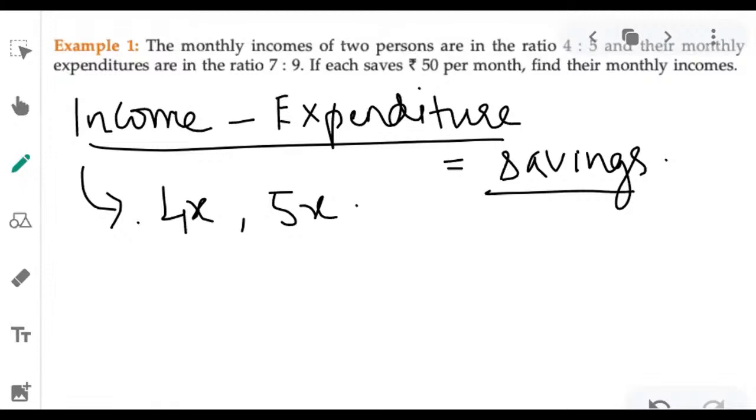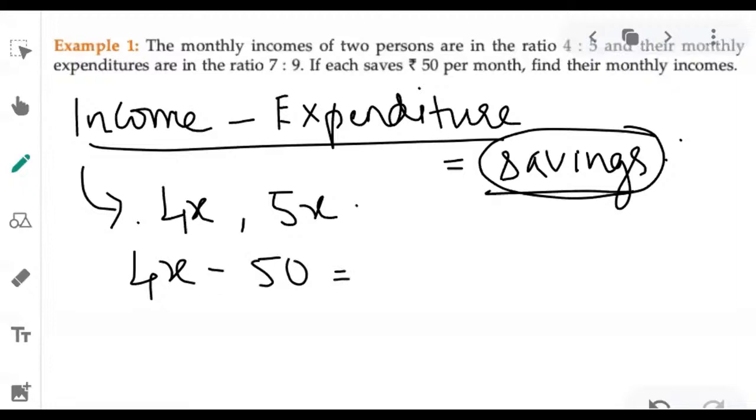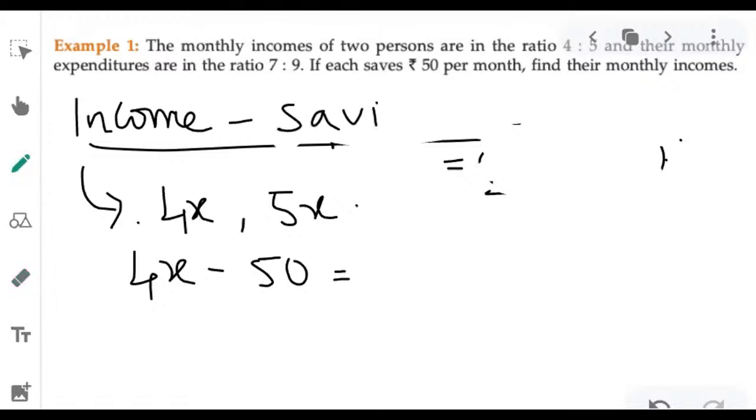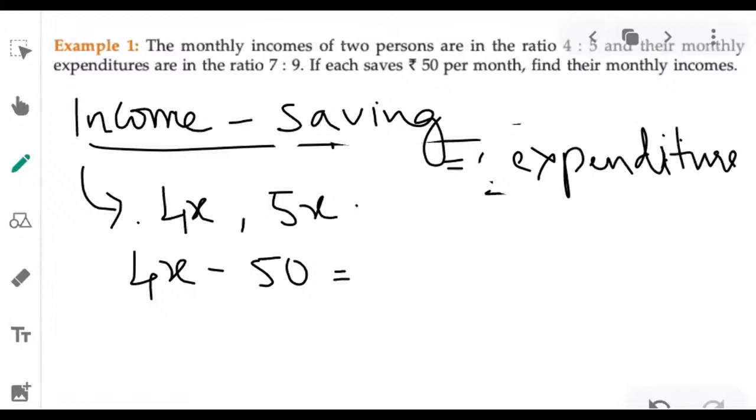And how much are they saving? Each person is saving 50 rupees each, right? So my 4x minus 50 is equal to, or let's reverse this equation. If income minus expenditure is equal to saving, income minus saving is equal to expenditure, right? Same equation. This is the expenditure of the first person.